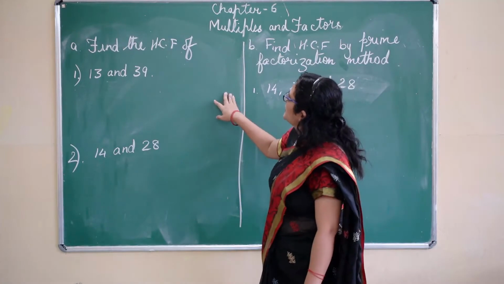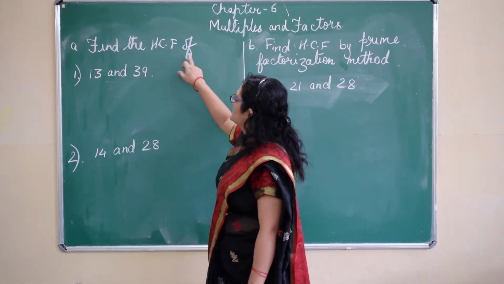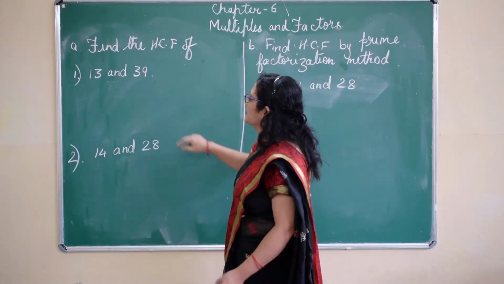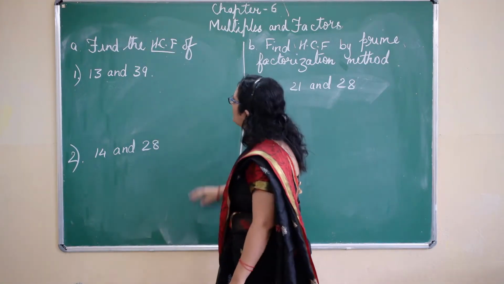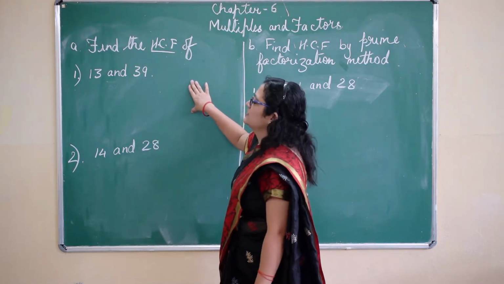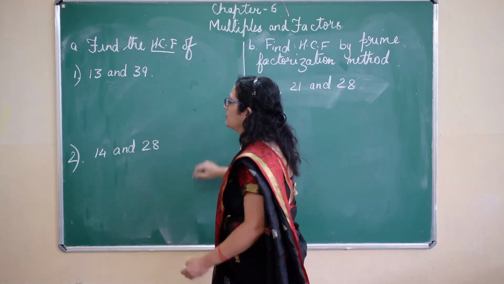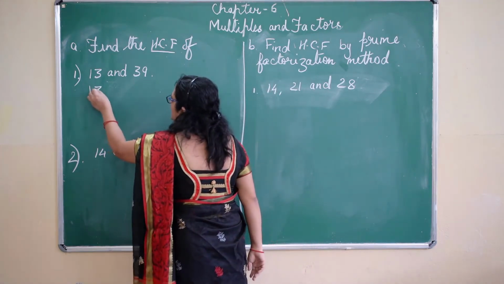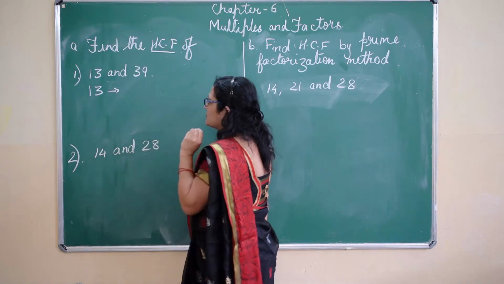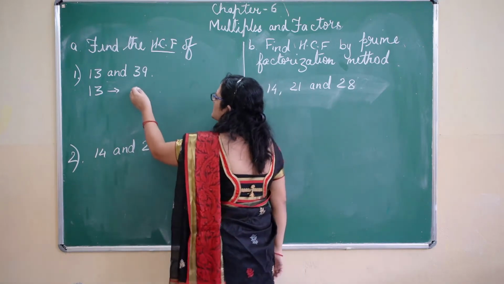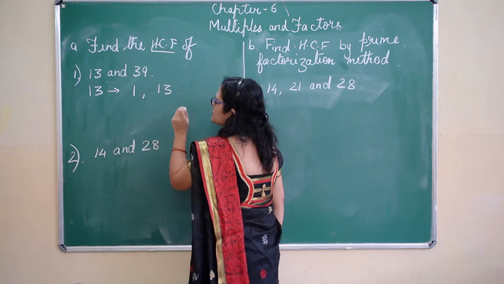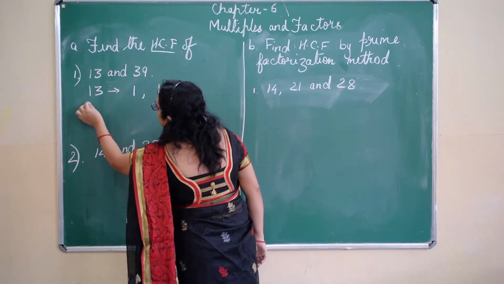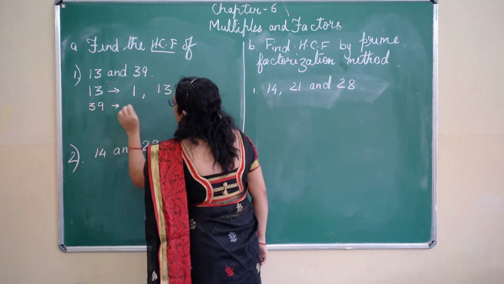So now we will do the next question. Find the HCF of 13 and 39. HCF means highest common factor. What is highest? That we will write as the HCF. So how will we do it? First we will write the factors of 13. 13 comes in the table of 1 and itself. So it is a prime number. Now 39.